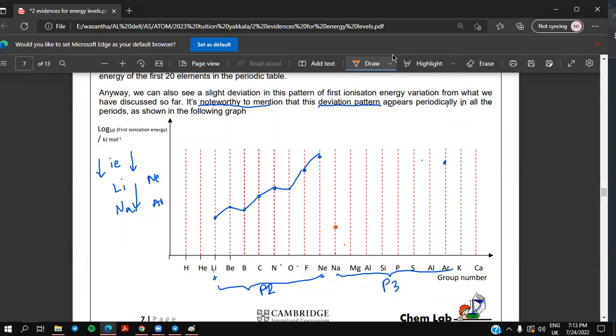This is where sodium starts. Sodium to magnesium, you move up. Magnesium to aluminum, you come down. Aluminum to silicon, you go up. Same pattern. Silicon to phosphorus, you move up again. Phosphorus to sulfur, come down. Sulfur to chlorine, you go up. Argon, no, aluminum, no, this is wrong. This should be chlorine. From chlorine to argon, you go up again.